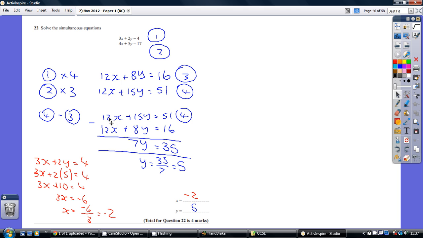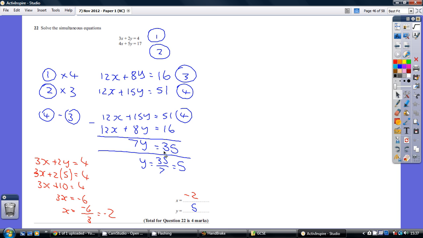So here's my fourth equation, here's my third equation, I'm taking them away, so 12x take away 12x is nothing, as I expected. 15y take away 8y is 7y, that's why I put the fourth one on top, to get a positive 7y. And 51 take away 16 is 35. So I have eliminated x. I've now got an equation which is just y's and numbers.